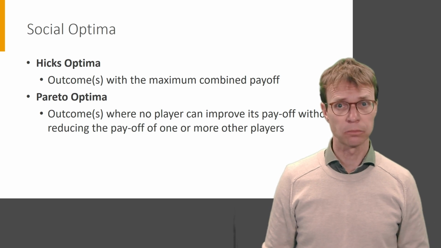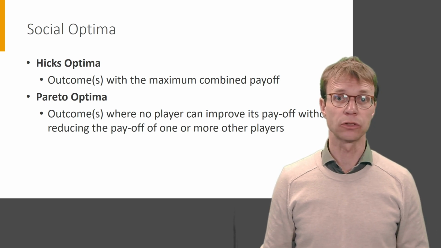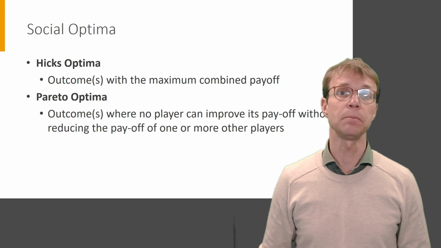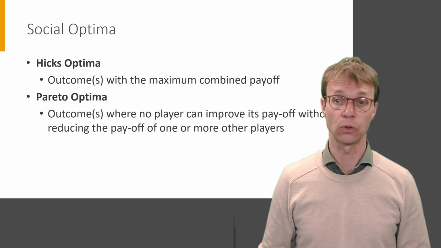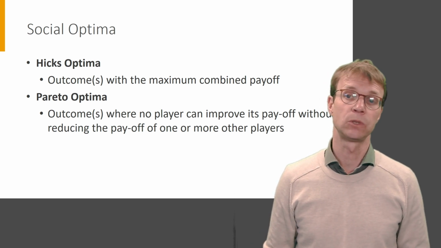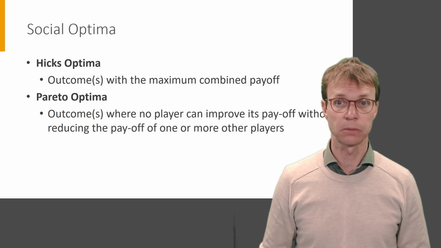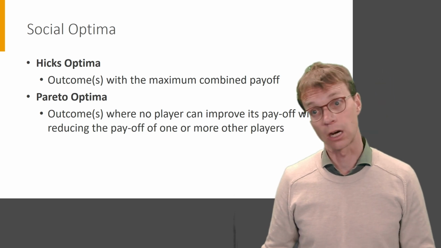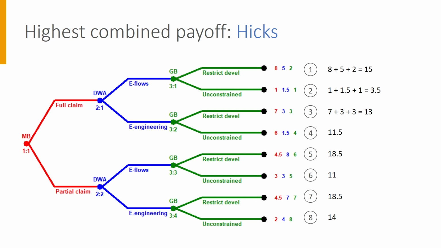The Hicks optimum looks at the maximal total value in the game. It simply takes the sum of the payoffs for all players. The outcome or outcomes with the maximum combined payoff is or are Hicks optimal. If we look again at our game tree, we see that for outcome 1, the combined payoff is 8 plus 5 plus 2 is 15. For outcome 2, it is 1 plus 1.5 plus 1 is 3.5, etc.